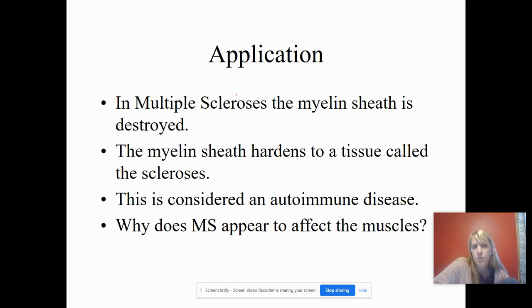In multiple sclerosis, the myelin sheath is destroyed, and you really need that for the reaction to occur. This myelin sheath hardens to a tissue, and that's where you get the word sclerosis. It's an autoimmune disease, and then it affects the muscles because then the reaction can't get there, or it gets there so slowly. So if you want to pick something up, it takes even longer if it can even get there, because the impulse can't go if there's no myelin sheath, because that insulation helps to transmit the impulse. So it's really important to have that.